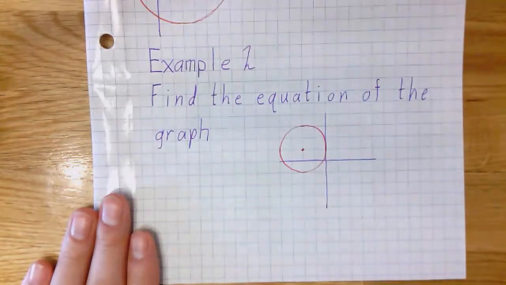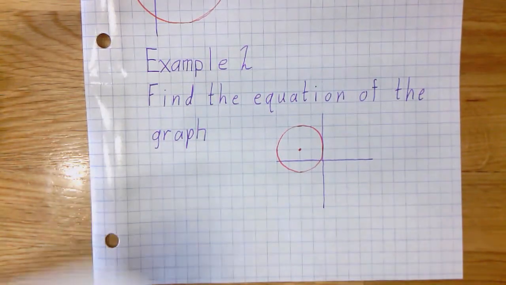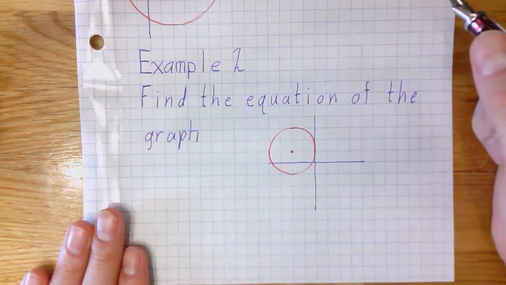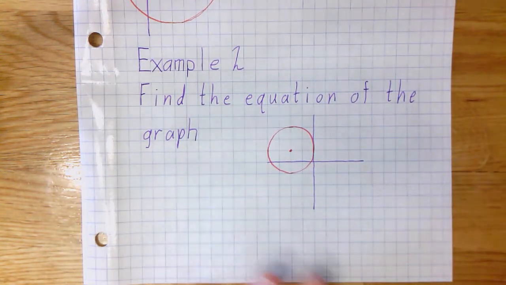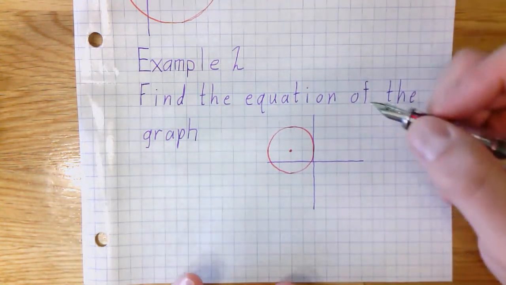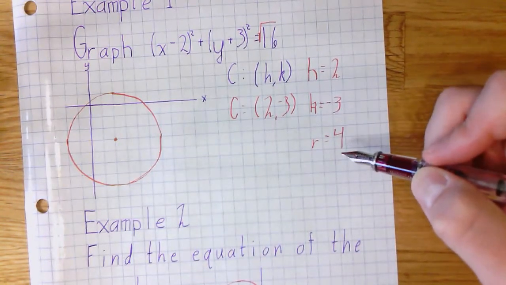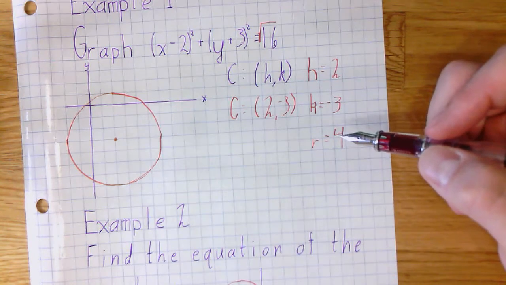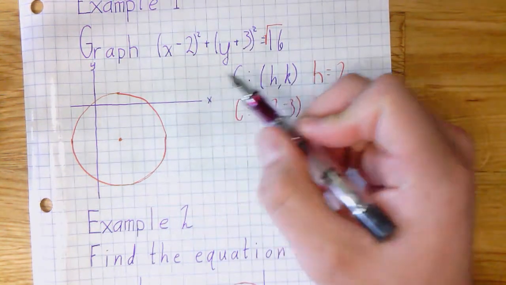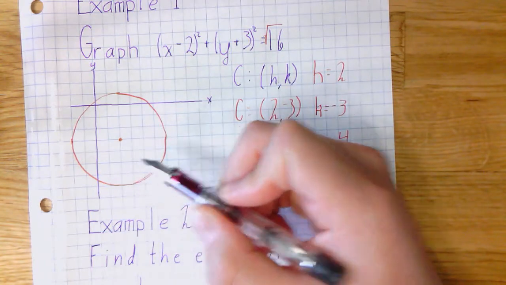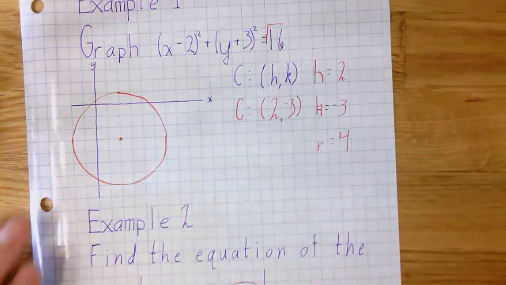Now we're going to do the reverse of that for completeness' sake. We're going to look at finding the equation from a graph. So I have a graph here that I already made. First, we want to figure out our H, K, and R, because those are the 3 numbers I picked out of the equation to make the graph. If I can get those 3 numbers from the graph, I can just plug them into the equation, right?